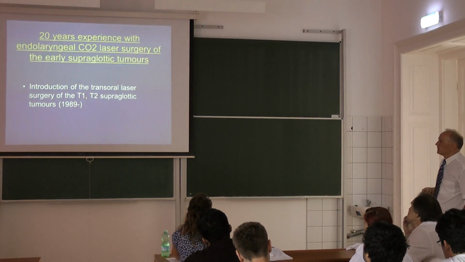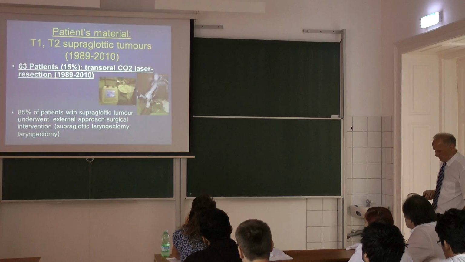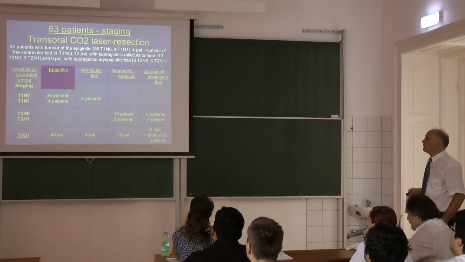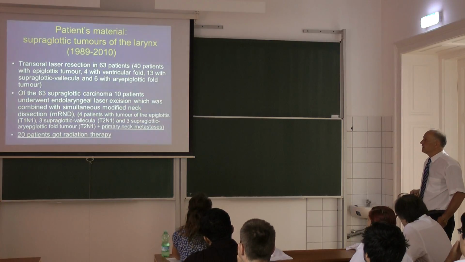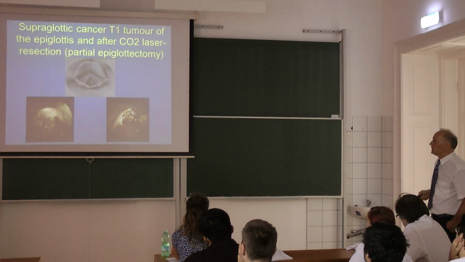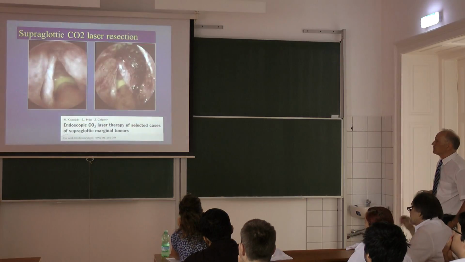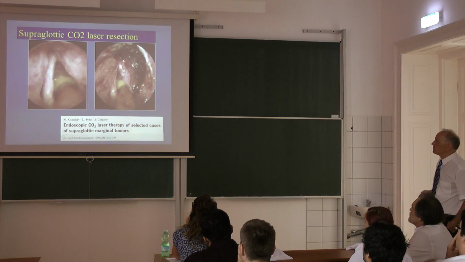In the supraglottic cases, I'm going to show it separately. We have 63 patients, mainly with epiglottis tumors. This is the upper part of the larynx, and we performed laser treatment as well as resection of the upper part of the larynx. And you see here that this is the false cord resection.